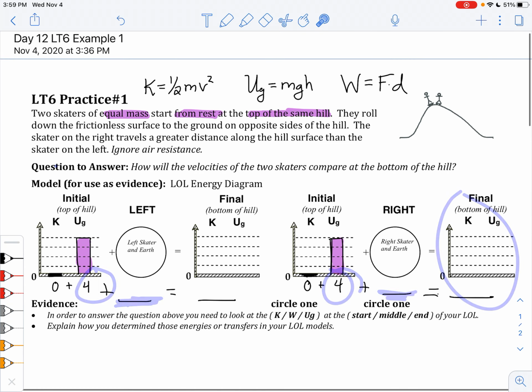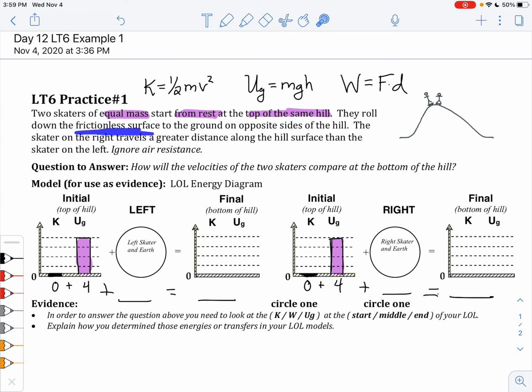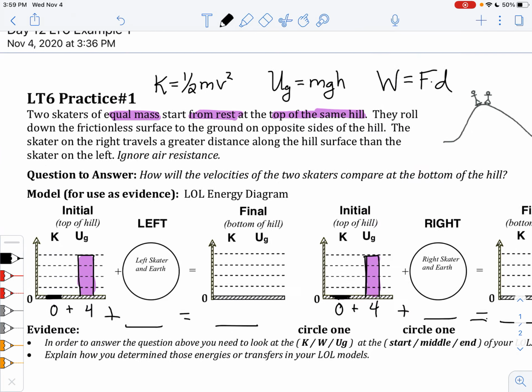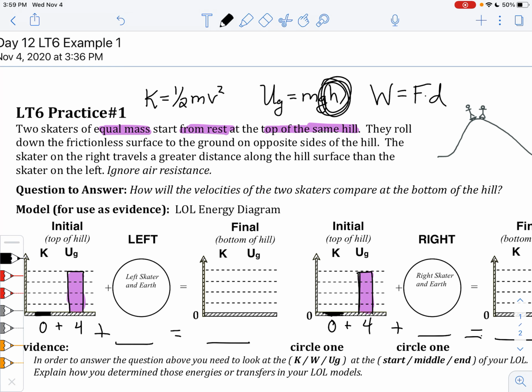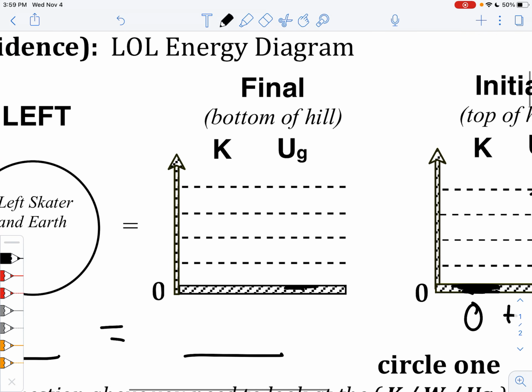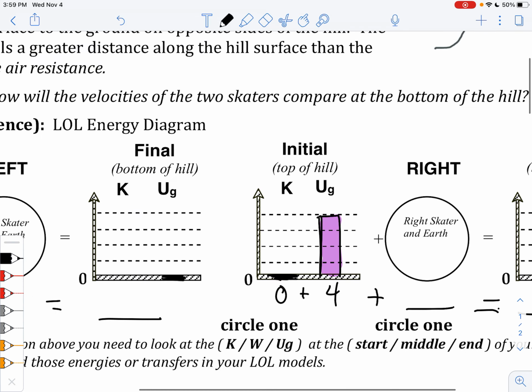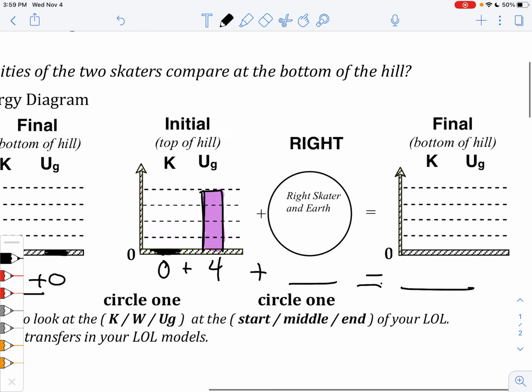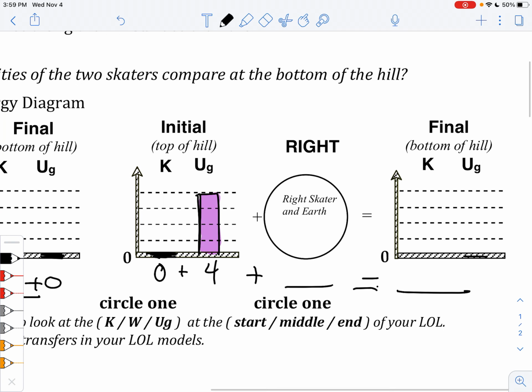They roll down the frictionless surface, all the way to the ground on opposite sides of the hill. So they're going to end up, let's come back to the frictionless part. They roll down to the ground, so that means their height is 0 at the end. So their UG is 0. So let's fill in UG of 0 here. That's going to be 0. And UG is 0 here. That's going to be 0.